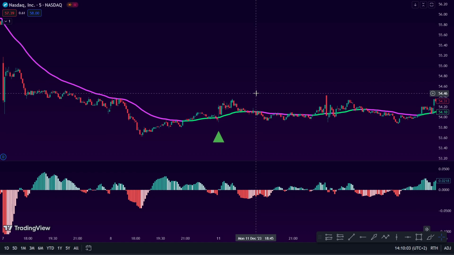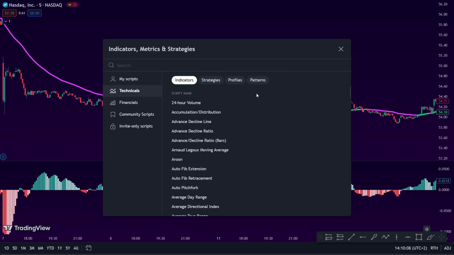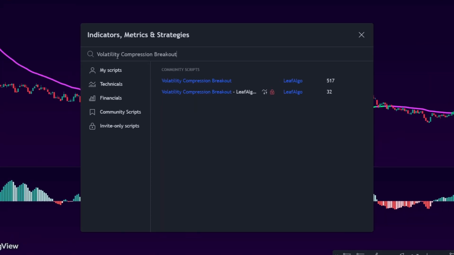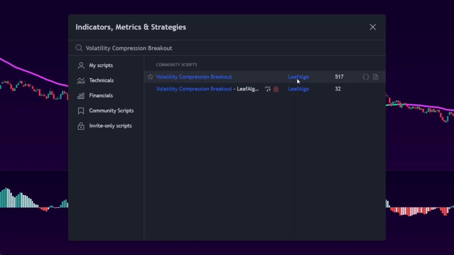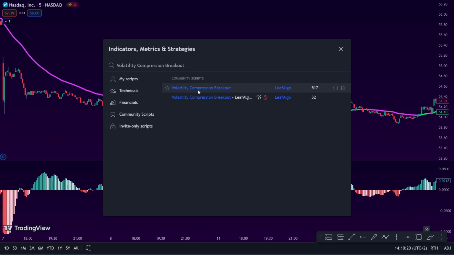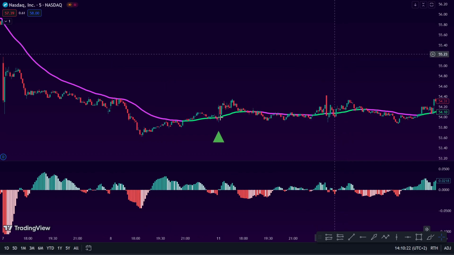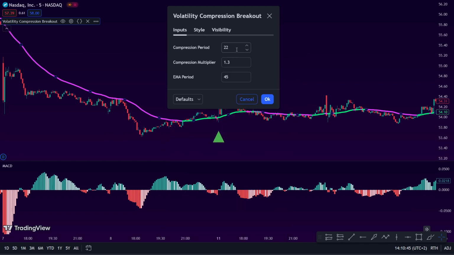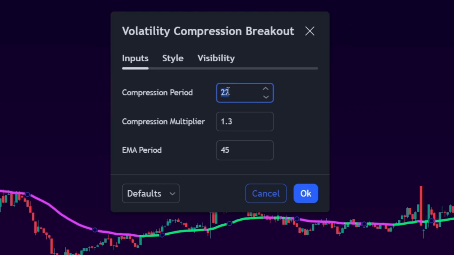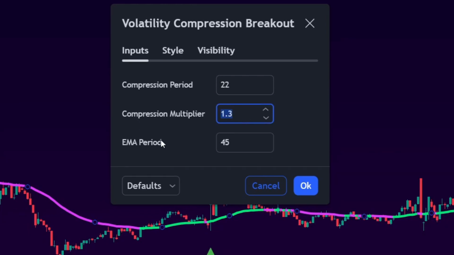To add the indicator to our chart, we'll click on the Indicators tab and write Volatility Compression Breakout Indicator that is written by Leaf Algo. I add this indicator to our chart and we go to the settings, hide these sticks and inputs. I made it 22, compression multiplier 1.3 and EMA period 45.